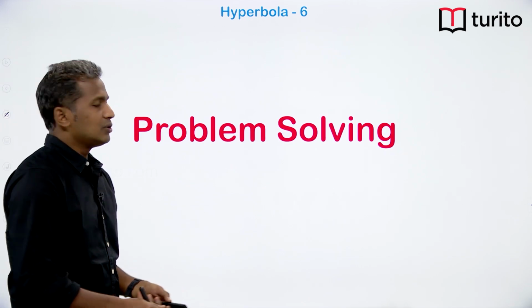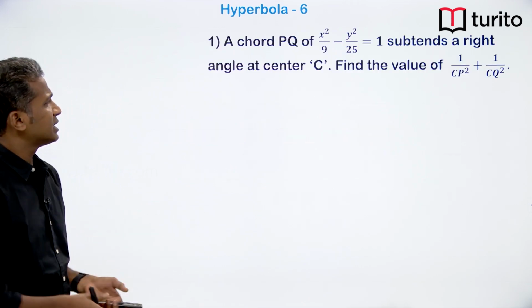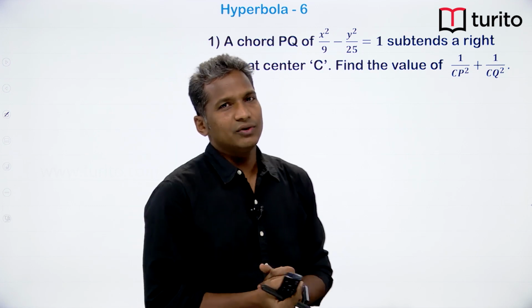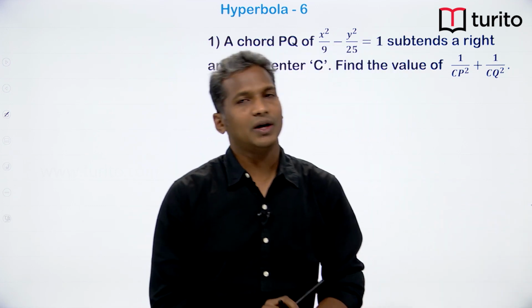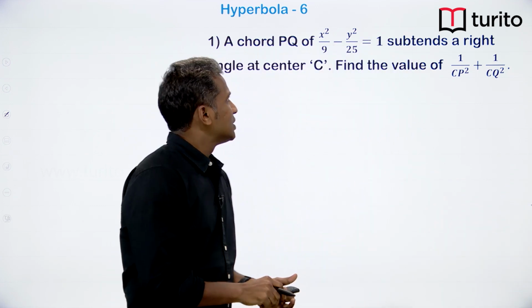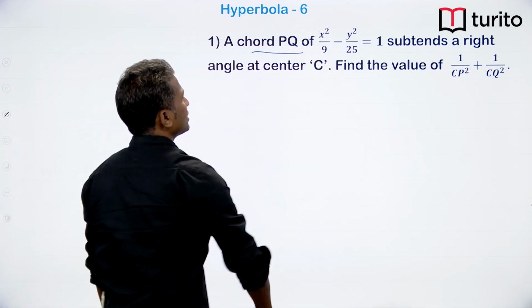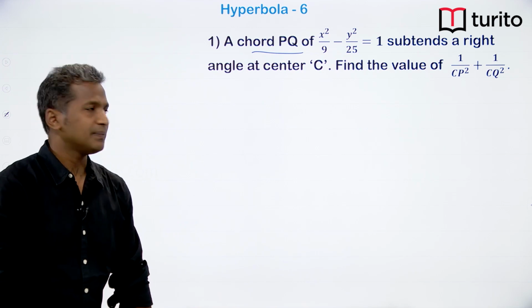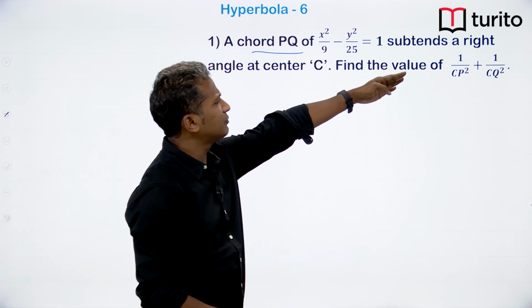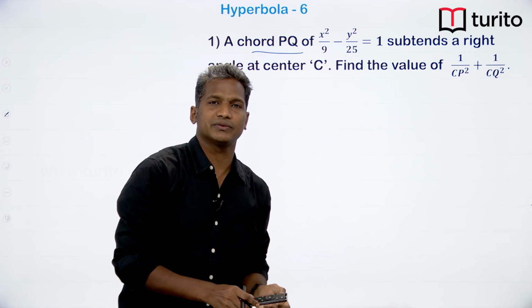Okay. So now let us solve some problems based on these ideas very quickly, and then we will go on to the rectangular hyperbola and study that in depth. So there is this first question. There is a chord PQ which subtends a right angle at the center C, and we have to find the value of 1 by CP square plus 1 by CQ square.